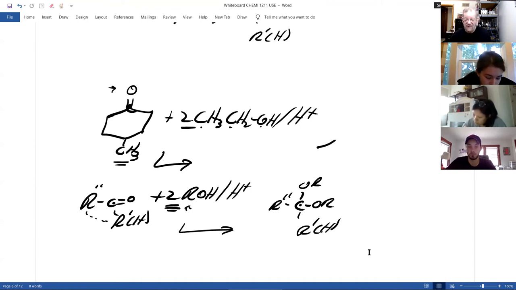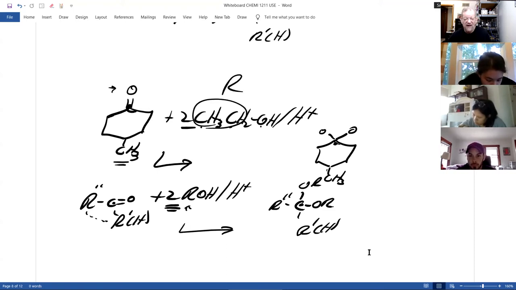I'm going to write it over here where I have some more room. What's attached to it is still attached to it. And this carbon here, which is this carbon here, will have two oxygens. And what's my R group? Ethyl. And that's how you do it.